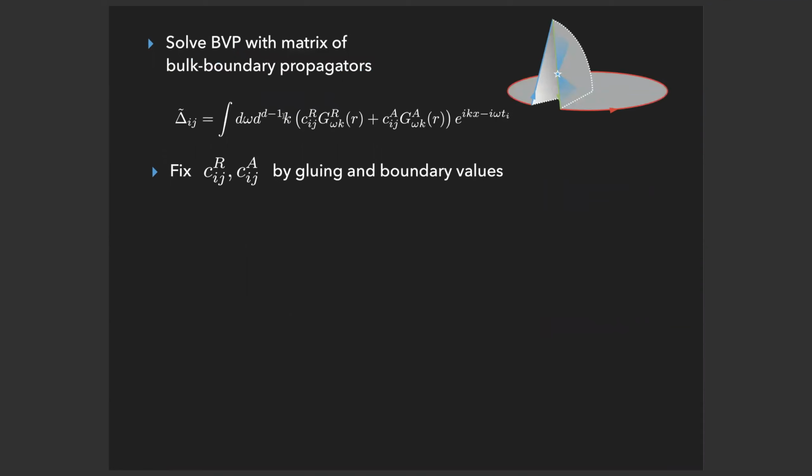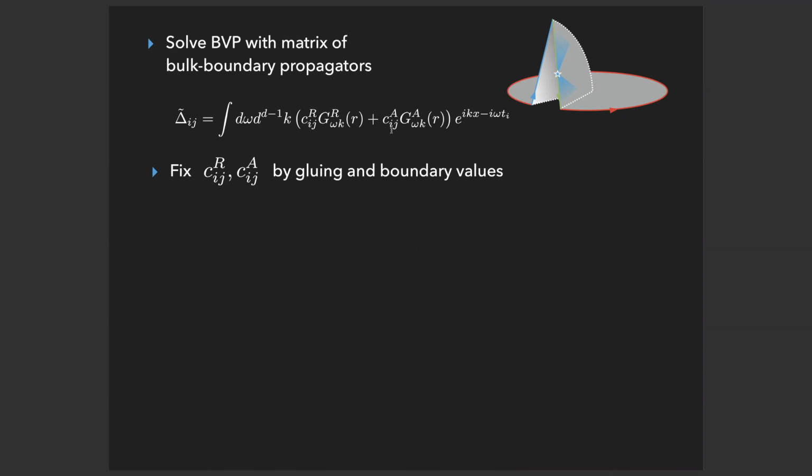So we solve that problem by using bulk-to-boundary propagators. That's just to say we put a delta function on the boundary and see what the solution is. So we have a delta function in 2. What is the solution? That can be determined by summing up all the different modes with coefficients, and those coefficients can be fixed by the gluing conditions and the boundary conditions. So the gluing conditions across these dashed lines and the boundary conditions at these colored lines. Once you impose all of those conditions, that fixes completely these matrices C_ijr and C_ija.